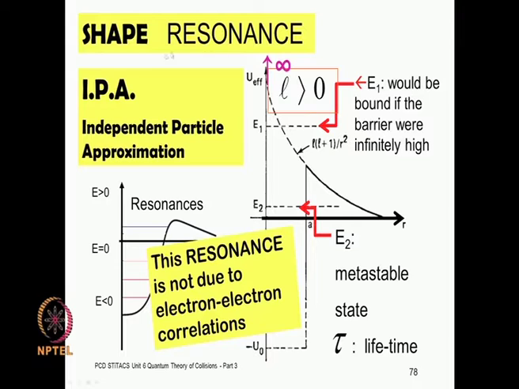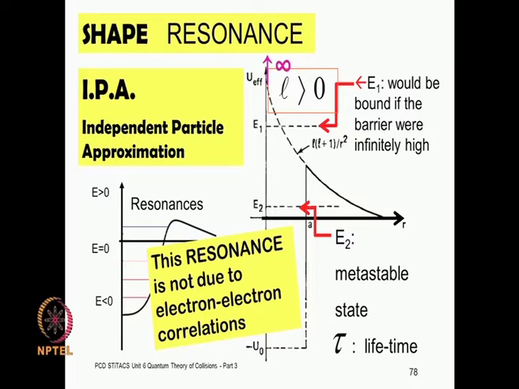So, we first talked about the shape resonance, which you can talk about in the framework of the independent particle model, because here you are talking only about one single electron, no second electron is involved over here. So, you talk about the shape resonance in the framework of a single particle model. Of course, electron correlations are there and they complicate this further, but the fundamental process does not require correlation.